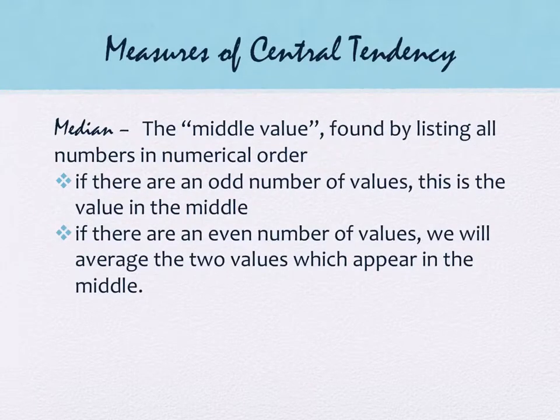The median is the middle value. It's found by listing all of the numbers in numerical order. If we have an odd number of numbers, it's simply the middle value that is our middle. If there's an even number, what happens is we have two values that are in the middle, and then we add them together and divide by 2. We average them, like an arithmetic average between the two.